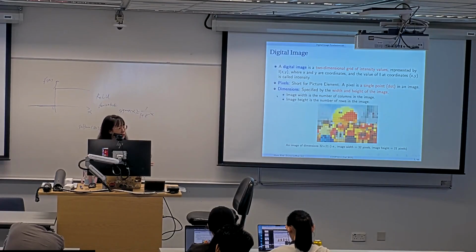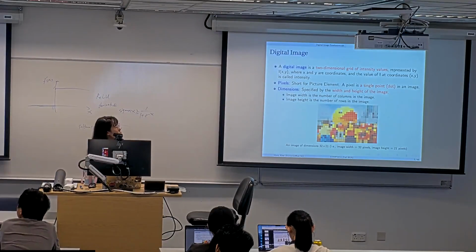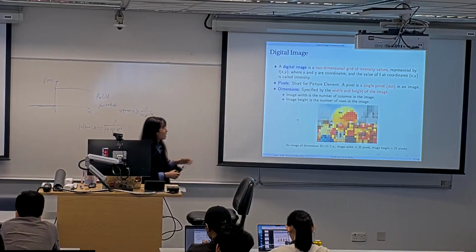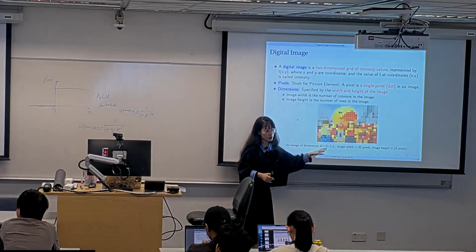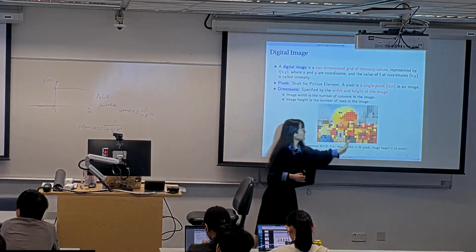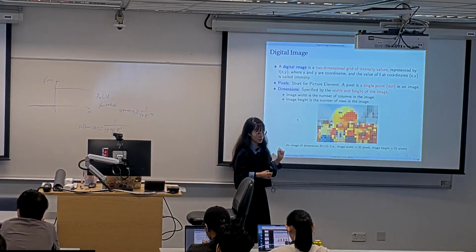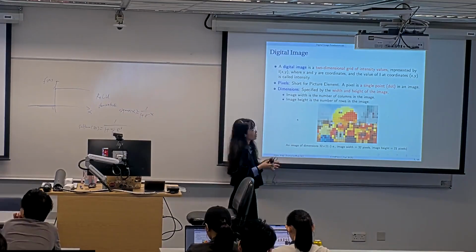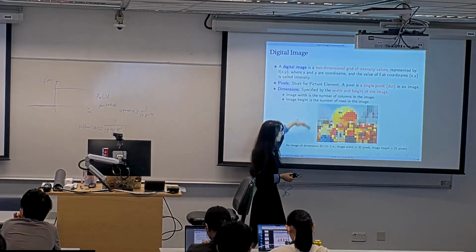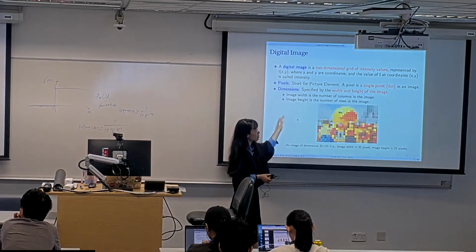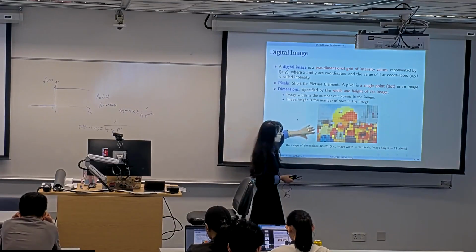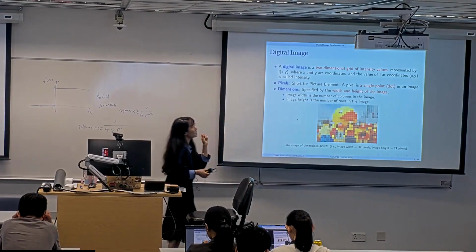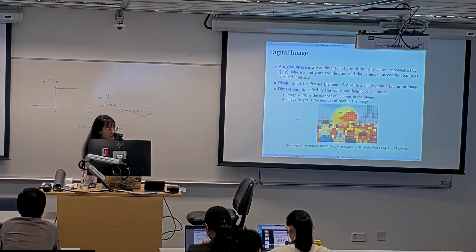And the dimensions of an image are specified by the width and height of the image. Image width is the number of columns in the image, and image height is the number of rows. Here, this is an image of dimensions 32 by 21. That means the image width, in this direction, has 32 pixels, or 32 columns. And image height, in this direction, has 21 pixels, or 21 rows. This is the dimension of the digital image.